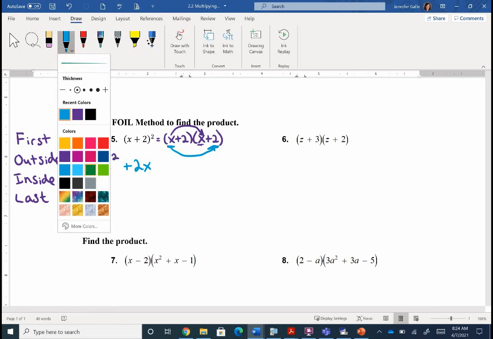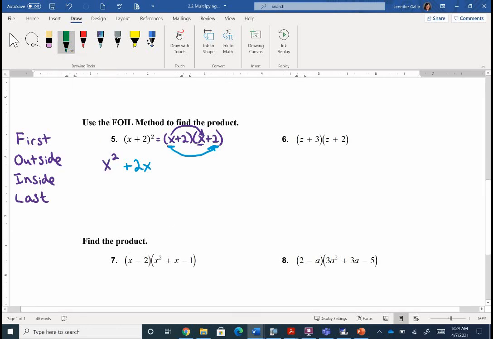The next piece, the I, is for inside. So it's going to be the 2 and the x, the 2 inside terms, so the 2 that are closest to each other. So our 2 in our first binomial and our x in our second. And then the L stands for last. So I want the last term in each binomial. So it's going to be the 2 and the 2.